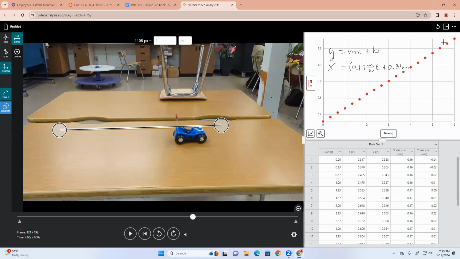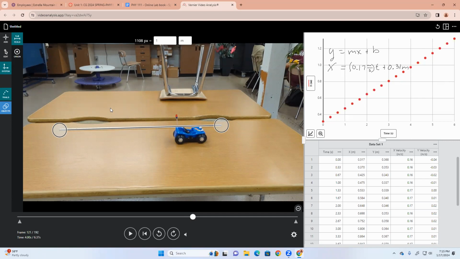So that right there is our model. It gives us a model which allows us to predict the path of that car at any given time. And of course, it's fun to talk about the meaning of that slope and also what the y-intercept means.